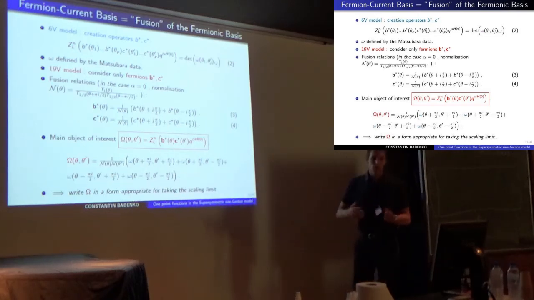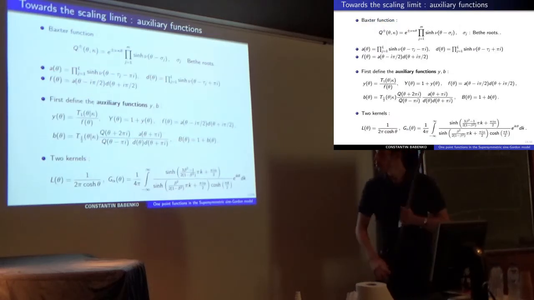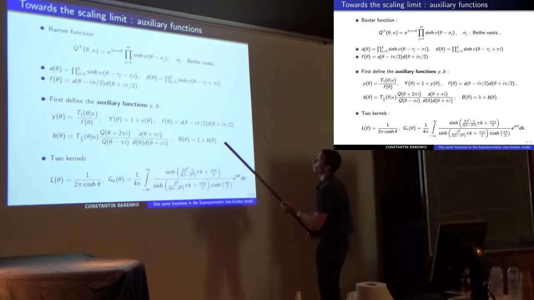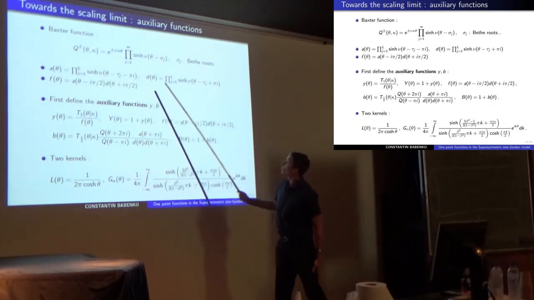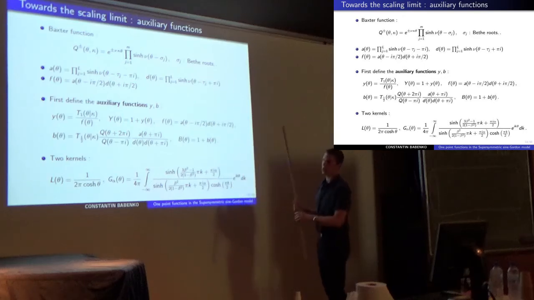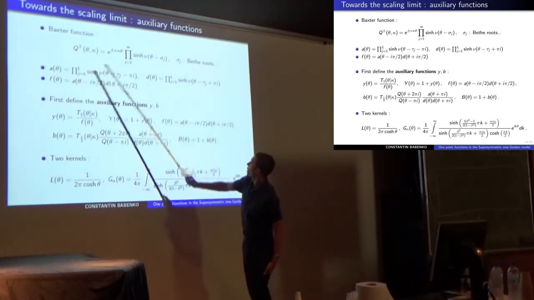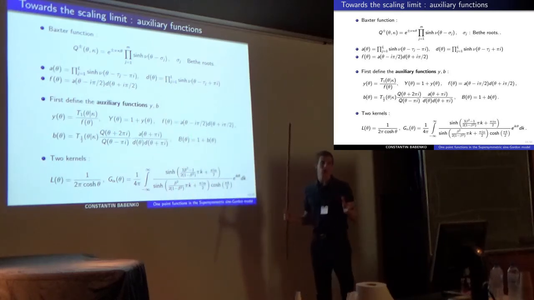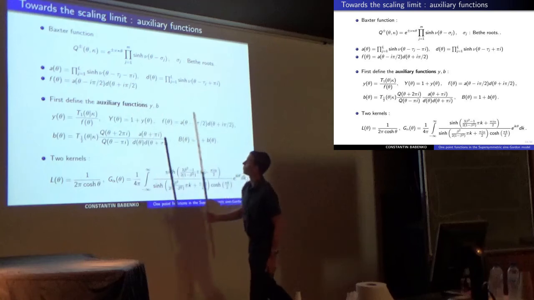So I will skip all the details, I will just show you the results, but before I need to introduce some more definitions. First, this Baxter function Q, which is just a trigonometric polynomial of the Bethe roots, again in the Matsubara direction. Then there are these two functions A and D, the functions from the TQ relation, and then the product that we call F.